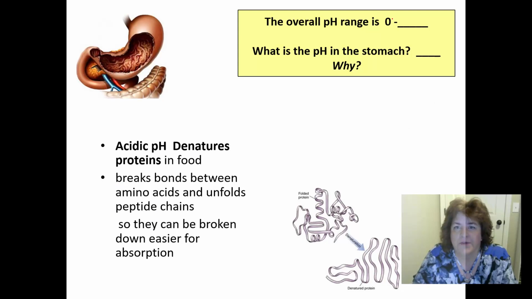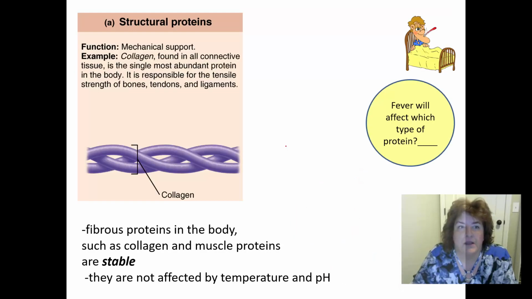So let's go back and review. Overall pH is 0 to 14. A lot of students forget. They don't think it's something else, but it's literally 0 to 14. And the pH in the stomach is really low. It's acidic. It's around 2. And it's involved in digesting proteins. So it literally denatures proteins in the food that we eat.